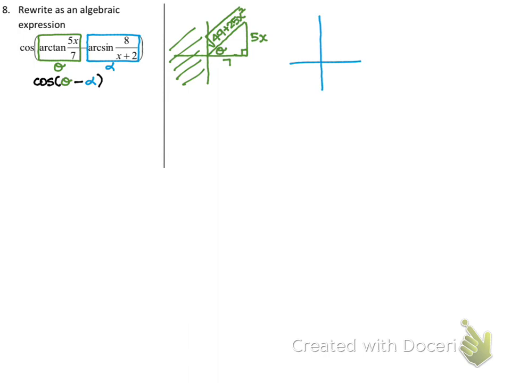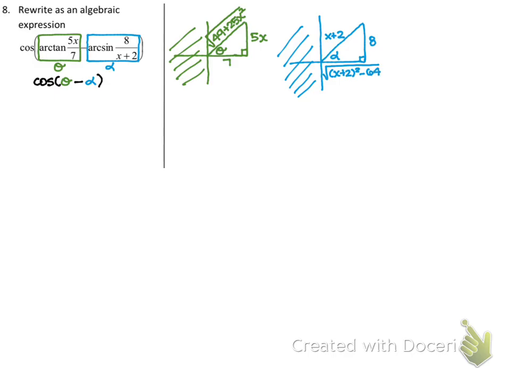This was an arc sine, so not over there. I have no reason to believe that the x is negative, so I'll put it in the top right quadrant. This I called alpha. And then this one says I've got sine as 8 over x plus 2. Okay, Pythagorean theorem. It's going to be hypotenuse squared minus leg squared, square rooted.